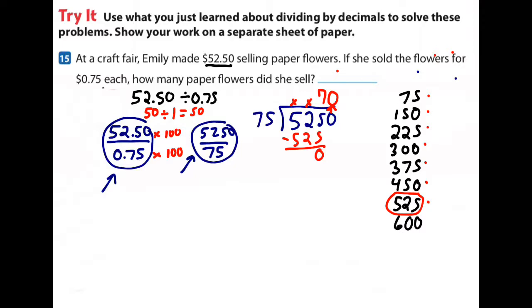How many paper flowers did she sell? So it was 70 flowers. Now, does that make sense? Remember my estimate was about 50? Yeah, it's pretty close.